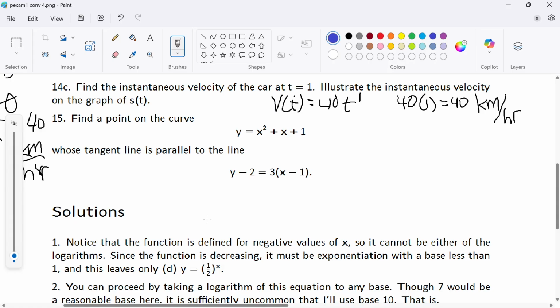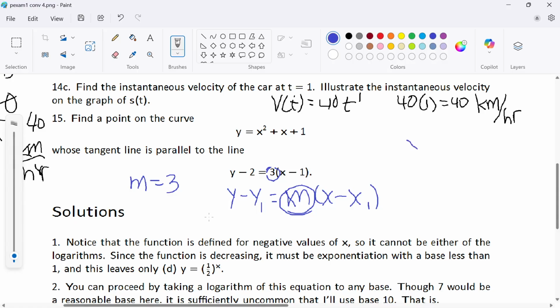Find a point on the curve y equals x squared plus x plus 1 whose tangent line is parallel to this line. Well, to be parallel, they must have the same slope. And this is called the point slope form: y minus y1 equals m times x minus x1. So the slope is whatever that number in front of x is. So it's 3. I've got a slope of 3, m equals 3.